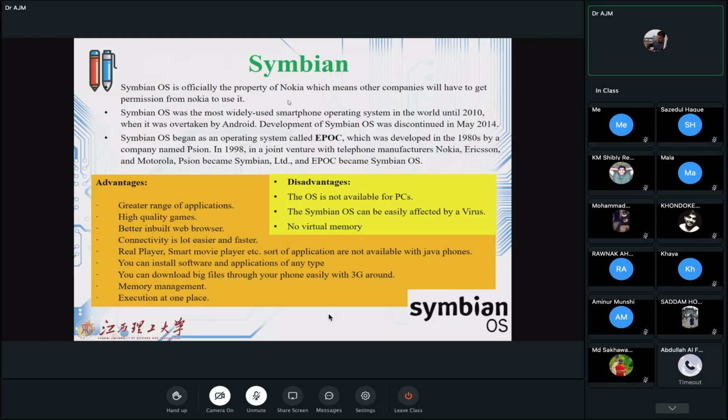Suppose Symbian was one, which was officially the property of Nokia. Nokia company killed itself by using Symbian, because that had a greater range of applications, high quality games, a better inbuilt web browser, and connectivity was a lot easier and faster in that. That was Real Player, a smart movie, everything was there. But the OS was not available for PC, and Symbian OS can be easily affected by viruses. And no virtual memory was available. Then Nokia died with the help of the OS that they generated. I mean, remember one point: having the OS is one thing, but having a successful OS for an embedded system can also make or fail a product or company.